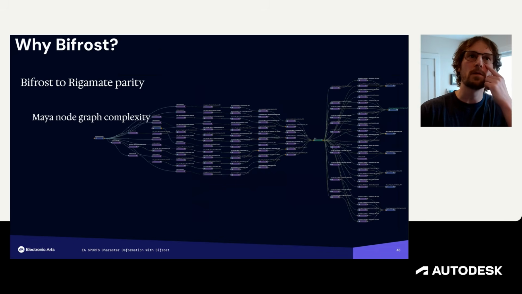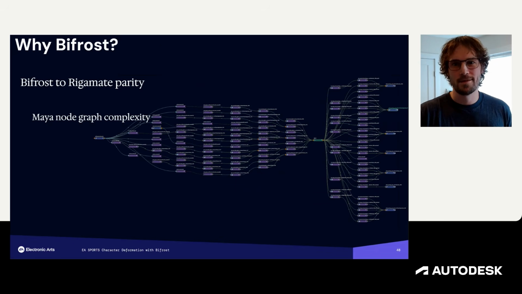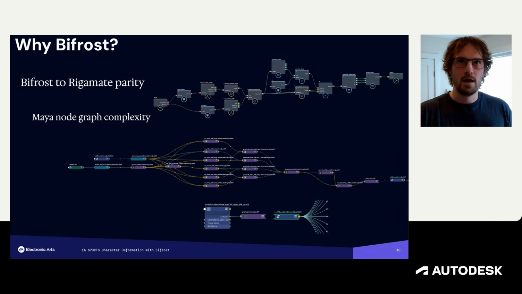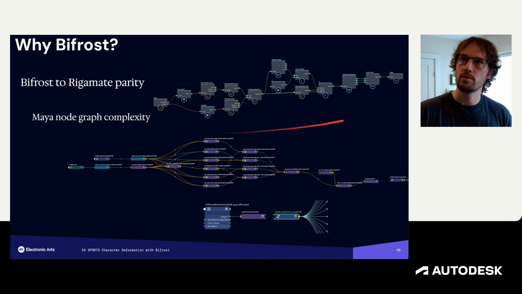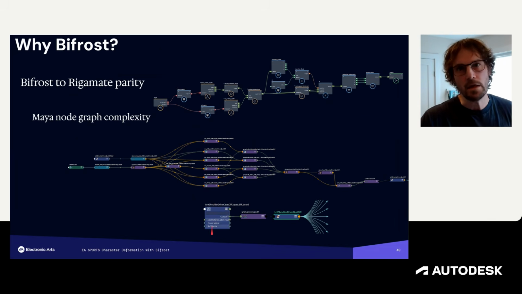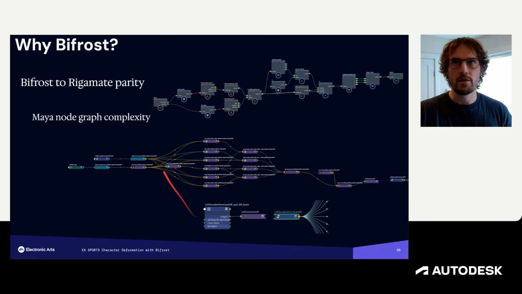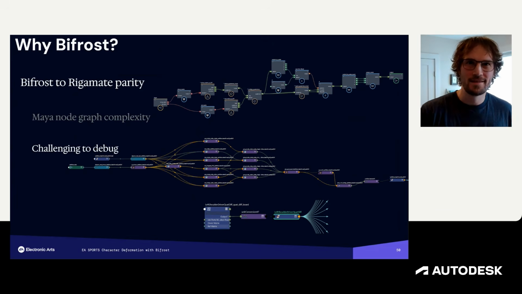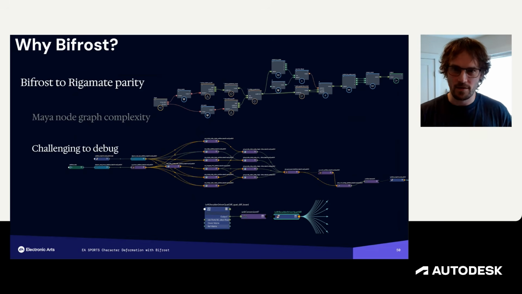The Maya node graph was very complex. So when we're talking about Bifrost to Rigmate parity, we need to compare what we had, which was Maya nodes, and we're like, wow, these are complex. We call this a quad diff driver. You can see the Maya nodes in the middle, compared to the Bifrost board on top, and on the bottom, that's how you would do it in the dependency graph. That's the Bifrost board here, and we were like, wow, this is just easier to read in general. We were starting to notice the Maya nodes were way more challenging to debug than Bifrost.